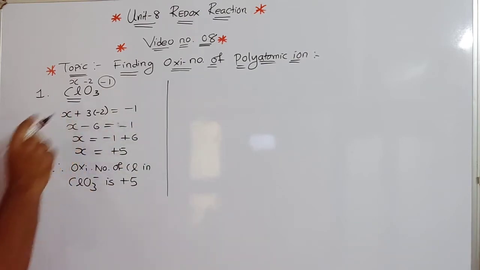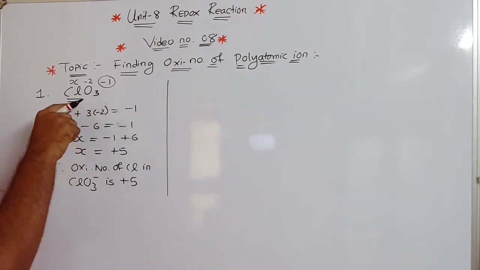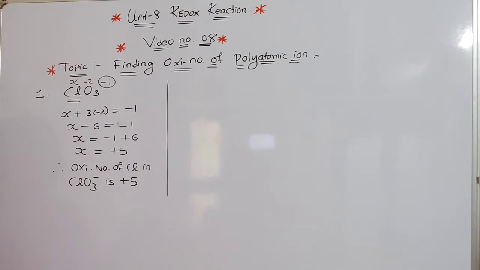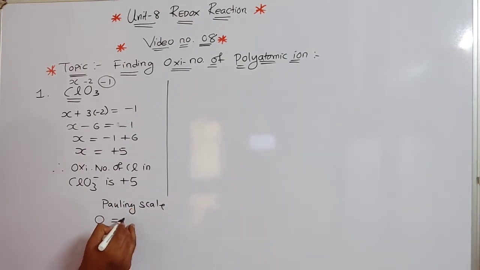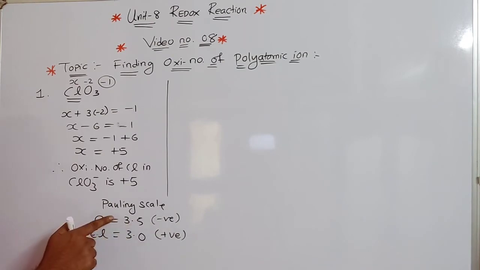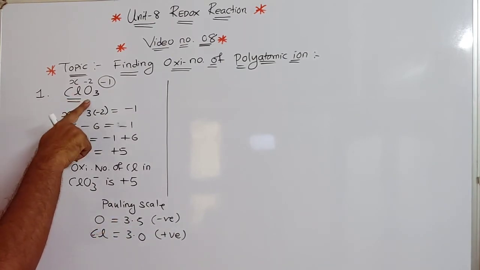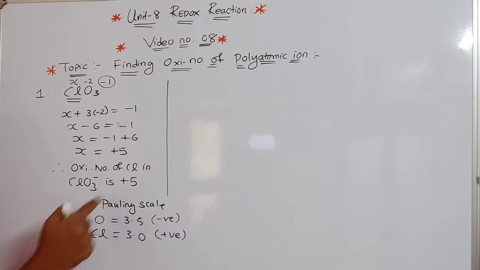Now you will be thinking that chlorine is electronegative, then why is it plus 5? The reason is oxygen is more electronegative than chlorine. In the Pauling scale we have discussed that oxygen electronegativity is 3.5 and chlorine is 3.0. So oxygen will have a negative oxidation number and chlorine will have positive. Both are non-metals, but oxygen is more electronegative than chlorine. That's why the chlorine oxidation number is plus 5.